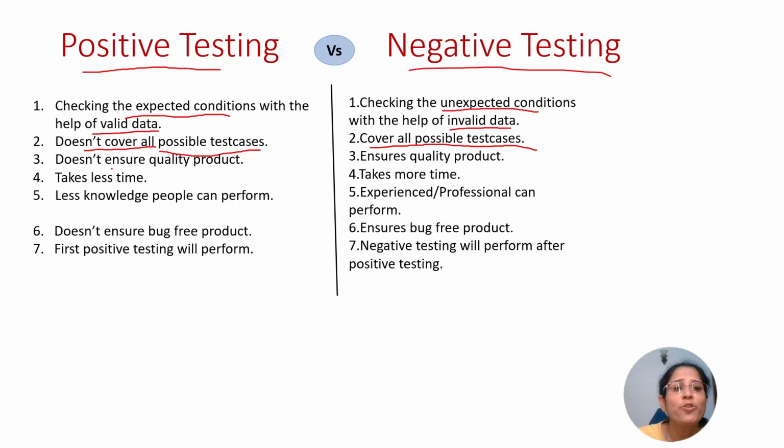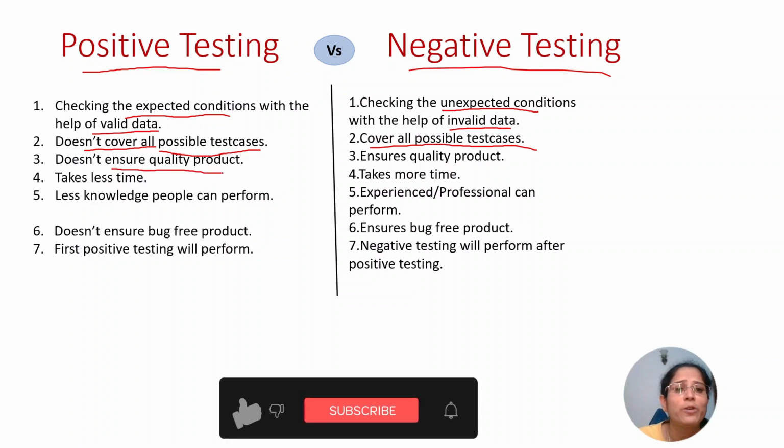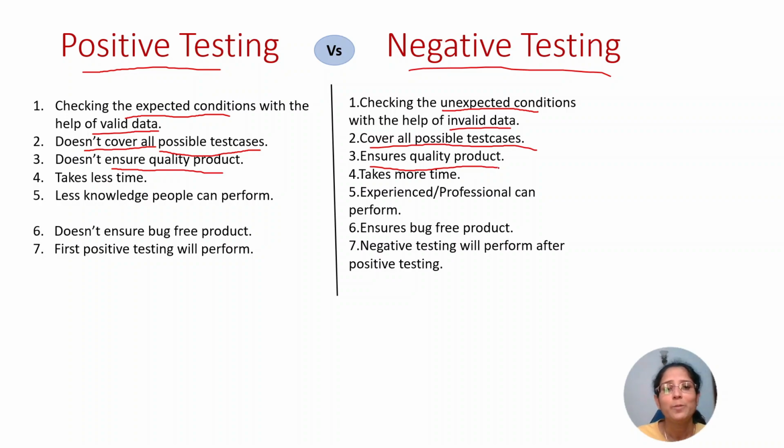The third difference is, positive testing doesn't ensure a quality product, whereas negative testing ensures a quality product. Why? Because as I told, in positive testing we test the application exactly as mentioned in the requirement, but in negative testing we test all the aspects and scenarios that the end user is going to perform. So we'll be testing all these possible scenarios with different permutations and combinations. That is why negative testing ensures a quality product.